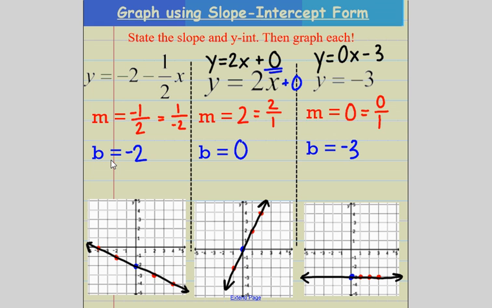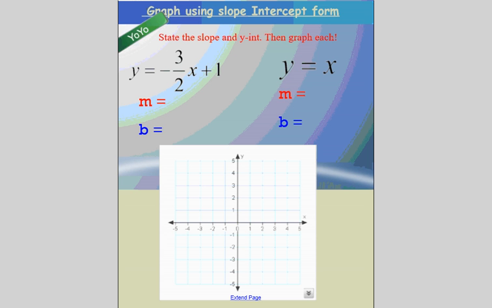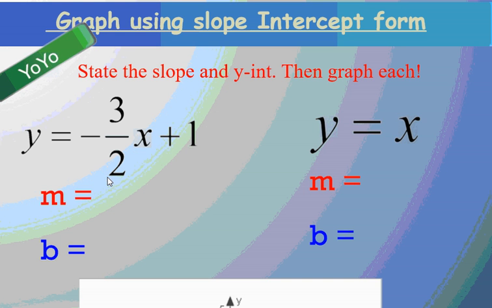I'm going to ask you to try now. So pull out your whiteboard. I would like you to try to graph those two equations: y equals negative 3 halves x plus 1, and y equals x. So pause the video now for maybe a minute and a half. Unpause it once everyone's had a chance to try, and then we'll go over it.